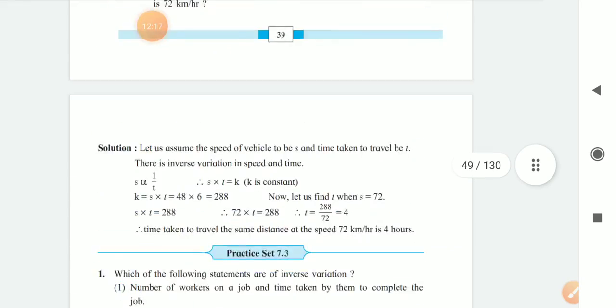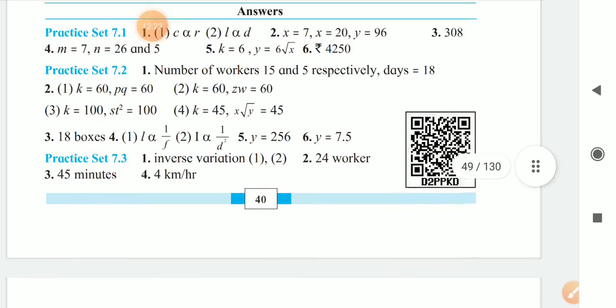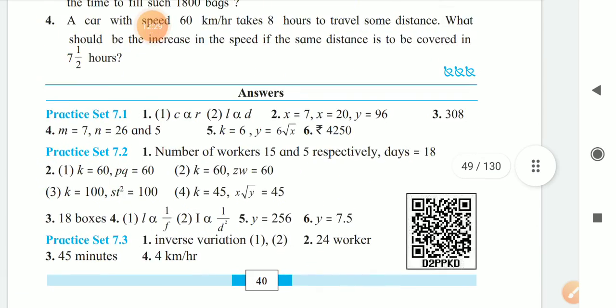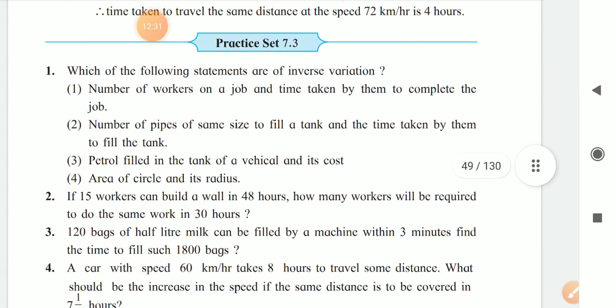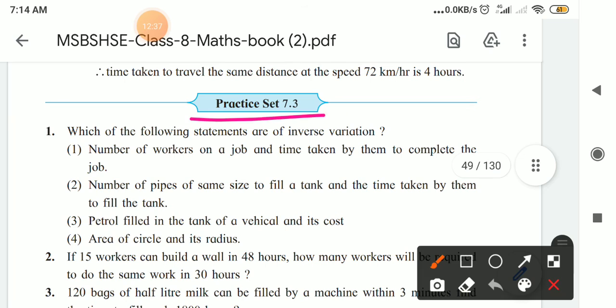We have completed this lesson, and now we are going to take the next lesson, quadrilateral construction, in our next lecture. Today we are going to finish here only, and the homework for you is to solve exercise 7.3. So today we will stop here only. Thank you and have a good day.